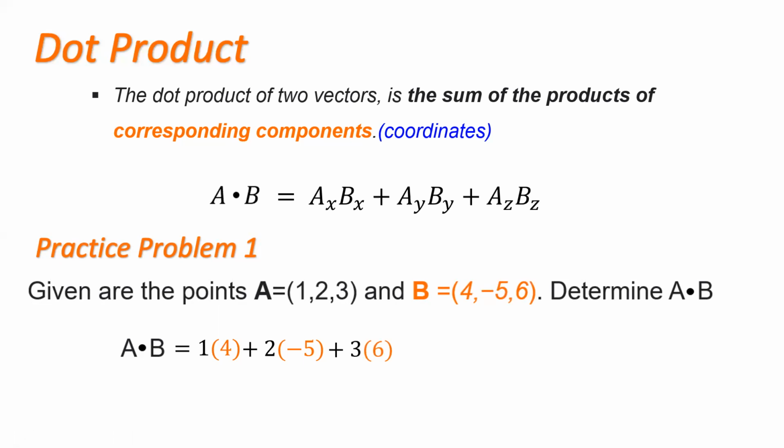So as you can see, yung orange yung ating B, yung mga coordinates ng B, at yung 1, 2, 3 ay coordinates ng A. Simply get the product, 1 multiplied by 4 plus 2 multiplied by -5 plus 3 times 6, and it will give us 12. So as you can see, the result is scalar. So number lang pag sinabing scalar.